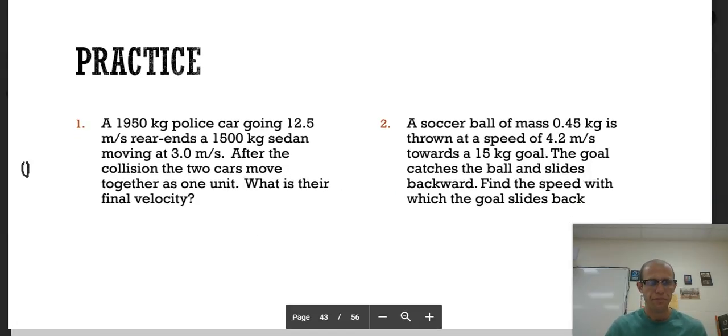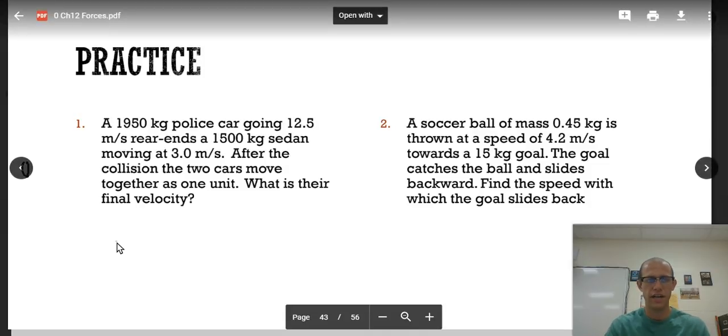All right. A 1,950 kilogram police car going 12.5 meters per second rear ends a 1,500 kilogram sedan moving at 3.0 meters per second. After the collision, the two cars move together as one unit. What is their final velocity?